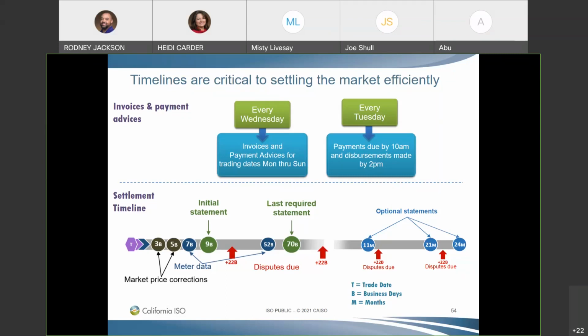Now, a key point is that the data must be submitted on time in order to allow these statements to be processed more effectively and quickly. Late meter data impacts the settlement statement for the entire market. Therefore, we have rules of conduct in place to outline specific requirements and expectations for these market participants.